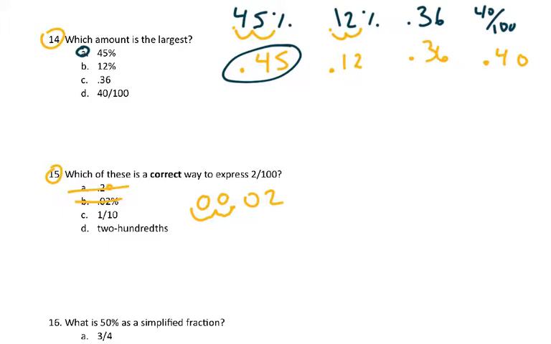Is that the same thing as 2 hundredths? No. 1/10 is like 0.1. And then 2 hundredths is like 0.02. So those are totally different numbers. 2 pennies and a dime is totally different. And then 2 hundredths is how I read it. So obviously it would be D.